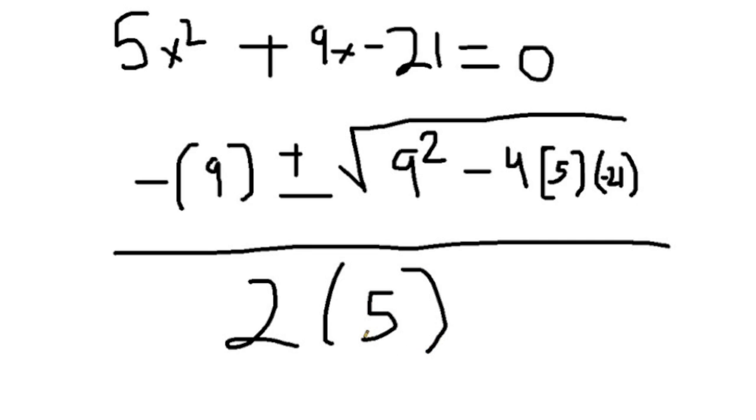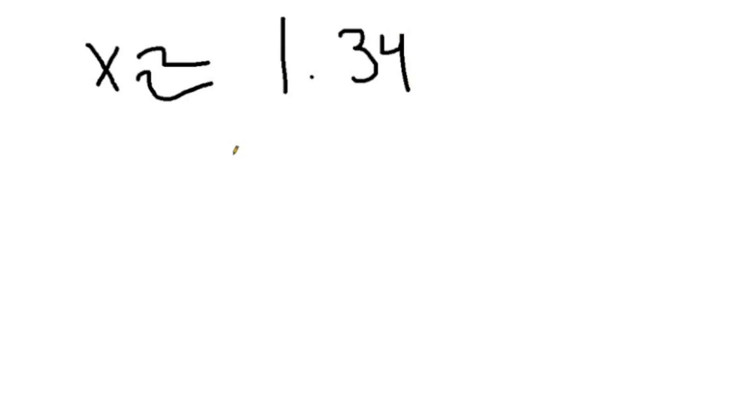All right, so if you do that into your graphing calculator and solve it, you're going to get your x values as x is approximately equal to 1.34, and x is equal to approximately negative 3.14.